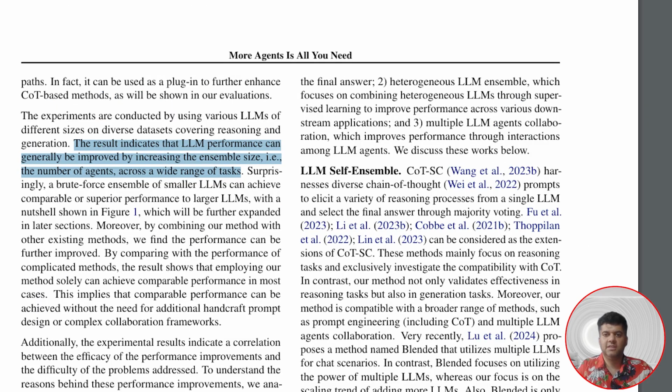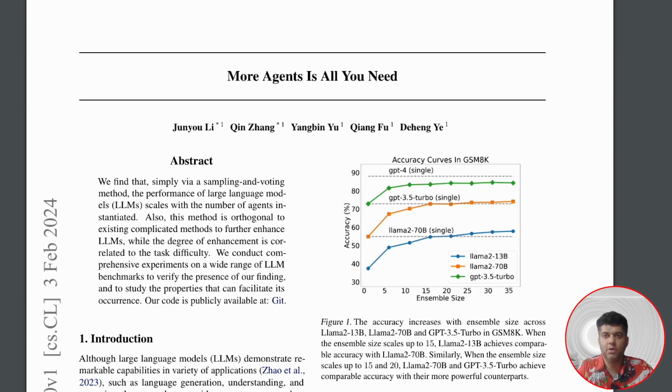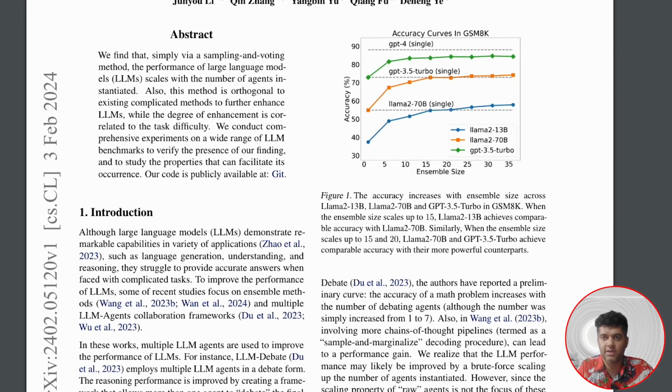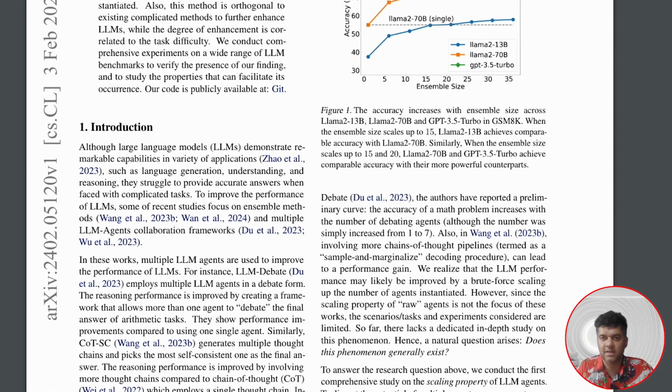The paper also mentions that the result of the experiments indicates that LLM performance can generally be improved by increasing the ensemble size, i.e. the number of agents, across a wide range of tasks. This research paper is just a very interesting read about how scaling up of sampling and voting with the agents can lead to highly accurate results. I'll drop a link to this paper in the description of this video.